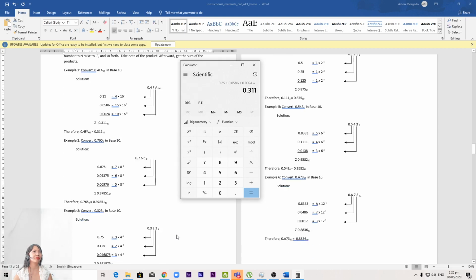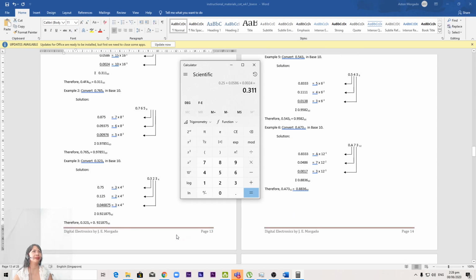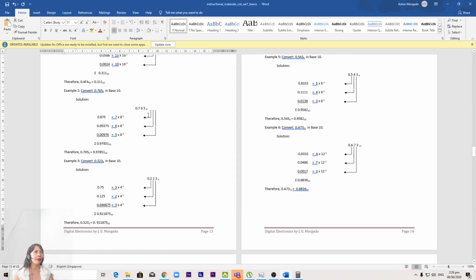Easy, right? Okay, convert 0.765 base 8 to base 10. So what happened here? It moved. Wait, I think it would have been better if I just move this one. The numbers move. I think I have to save this.